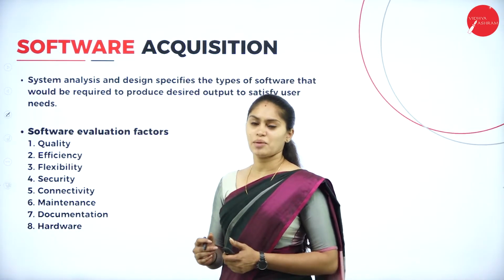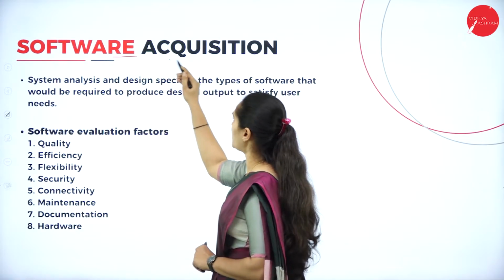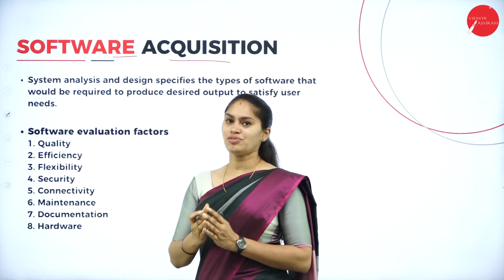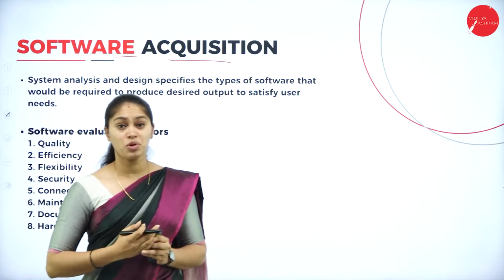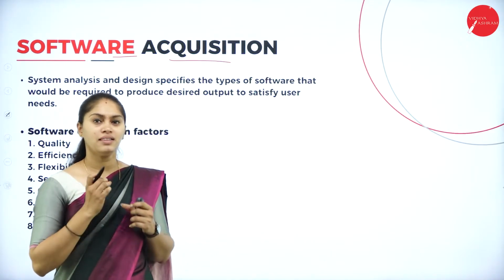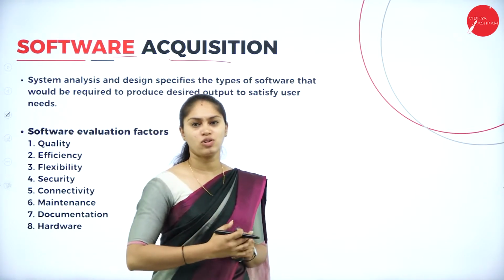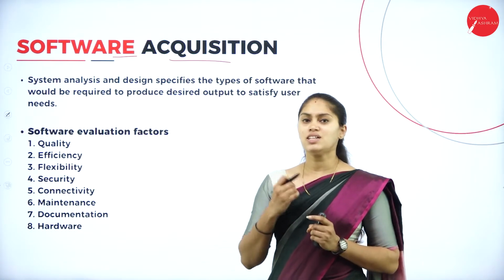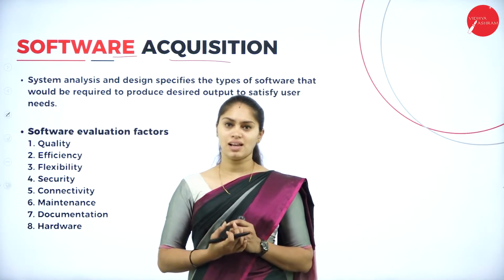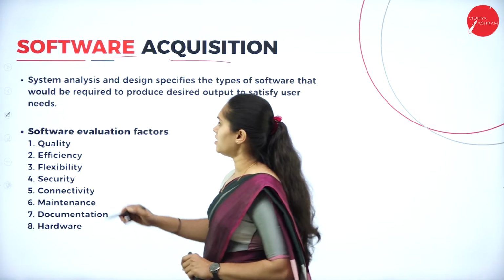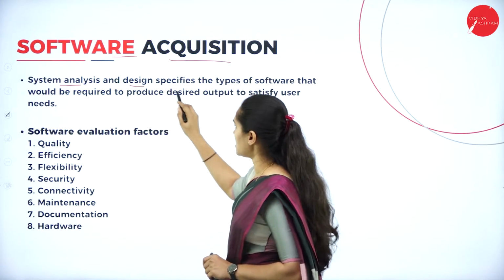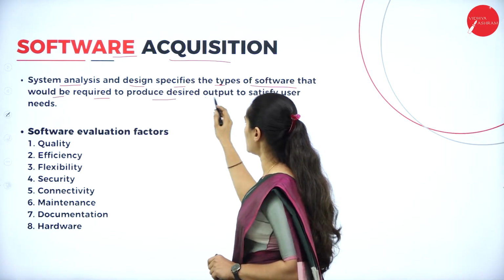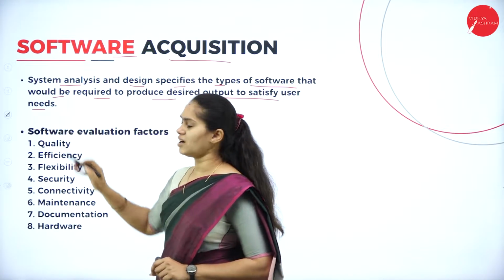So next we'll see about the software, that is software acquisition. As we all know, software is nothing but a set of instructions which tells the computer to do the task. So this software will have control over the hardware. If I want any work to be done by the hardware, then software needs to instruct that particular hardware. Okay, so here the system analysis and design specifies the type of software that would be required to produce the desired output in order to satisfy the user needs.